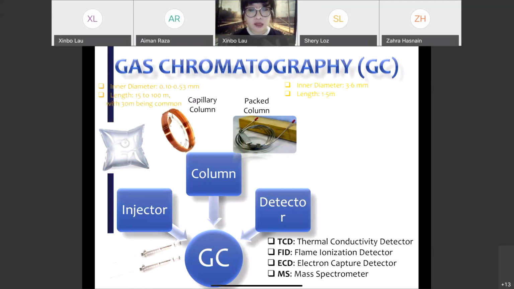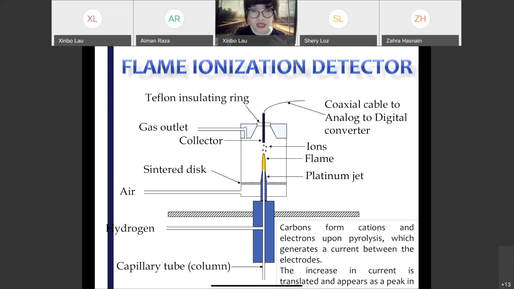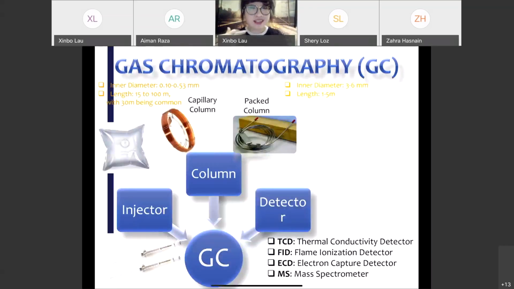Okay, and then the other important part is the detector. There are more than 20 different types of detectors for chromatography, and there are several commonly used ones, at least for GC: TCD, thermal conductivity detector; FID, flame ionization detector; ECD; and MS. And again, MS is very, very powerful when it's combined with GC.